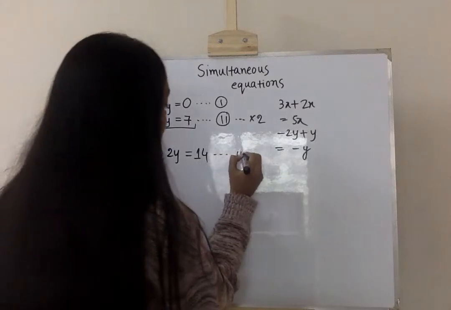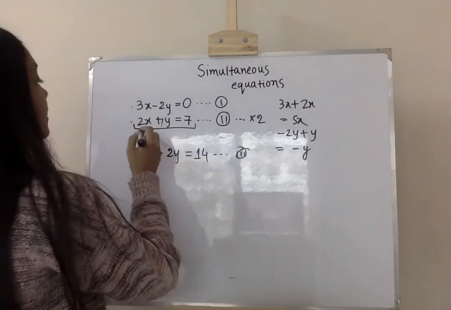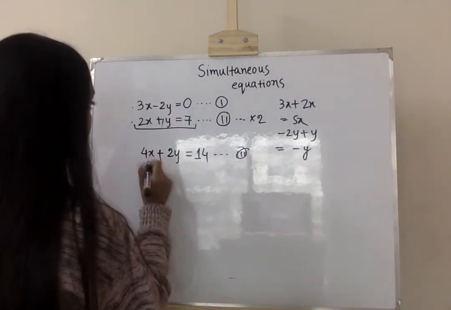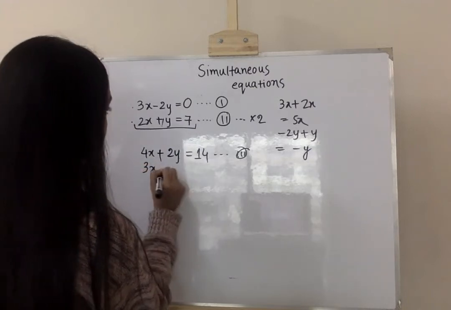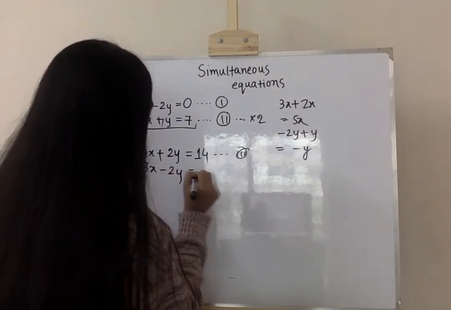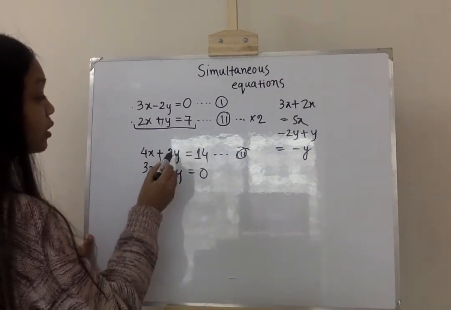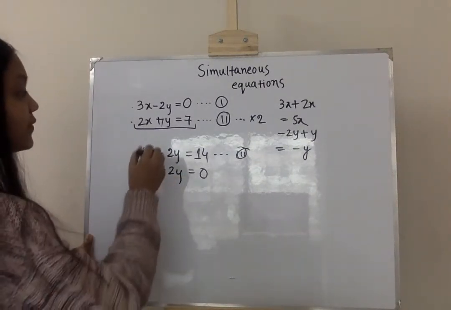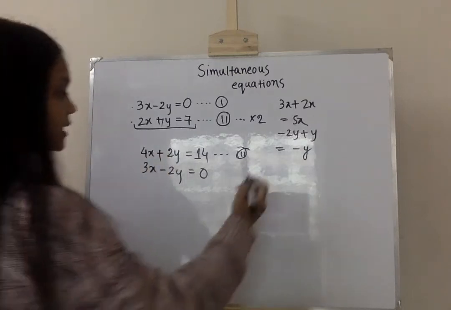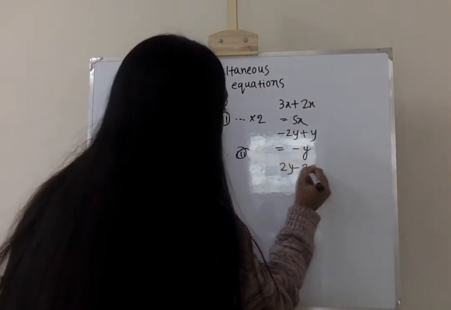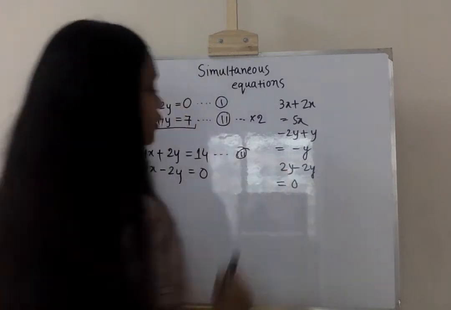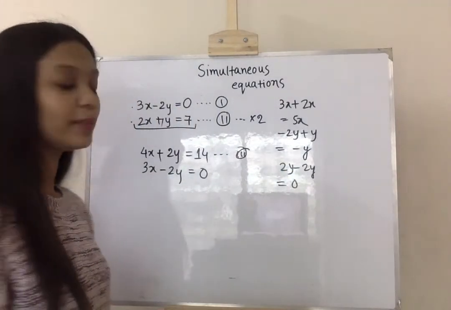Then this comes as our third equation. Let's take it. Then we place the first equation below it. 3x minus 2y is equal to 0. Now we can see that the coefficient of y are the same, as well as the sign before the numbers are the same. So 2y minus 2y is of course 0. So we can cancel the variable.